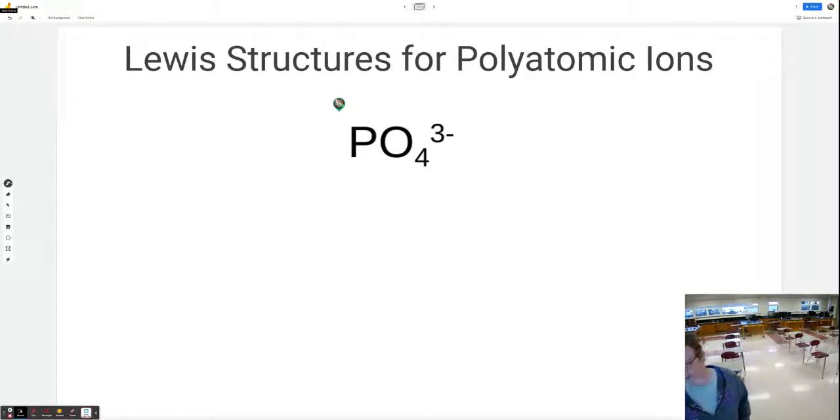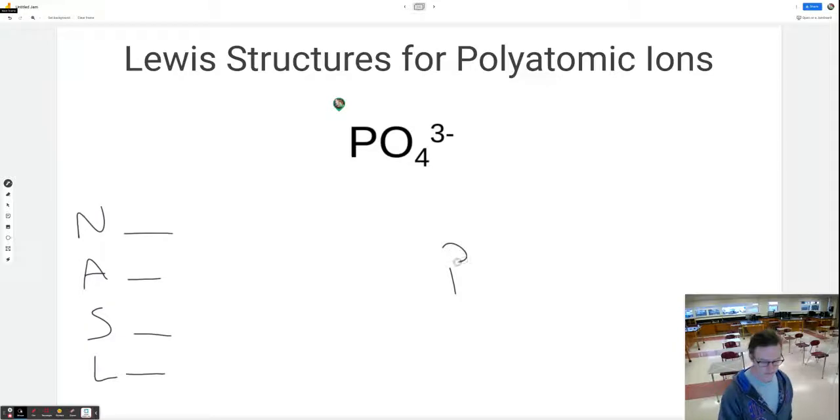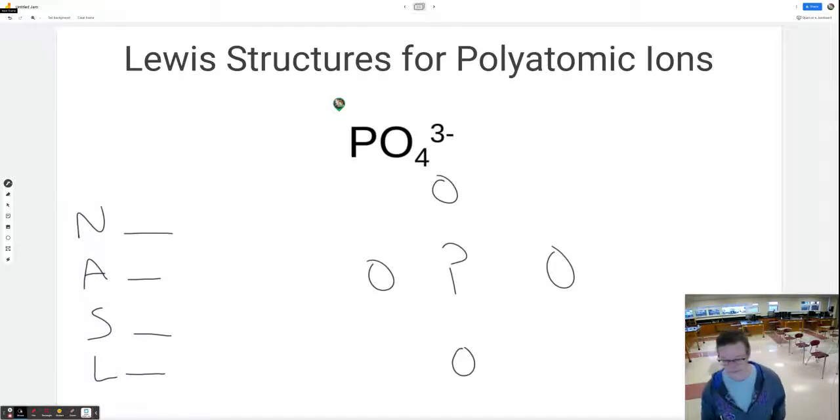Phosphate, PO4 with a charge of -3. Set up our NaSl. Okay, we set up our atoms, phosphorus and 4 oxygens. All right, need. There's no hydrogens here. So what we do is we just look at all the atoms and say they all need 8.